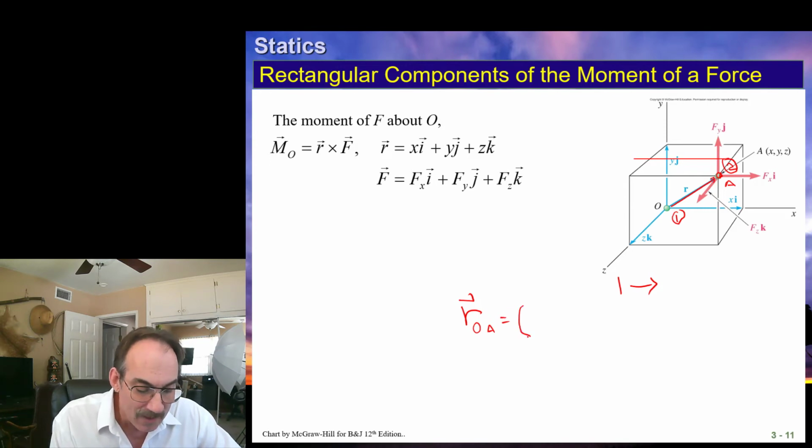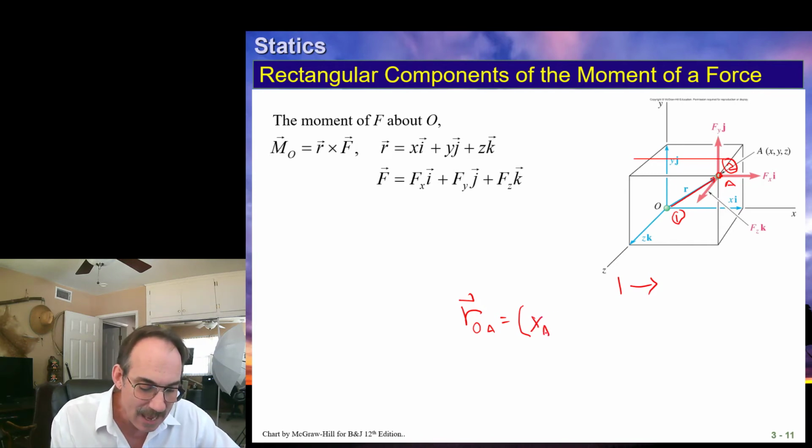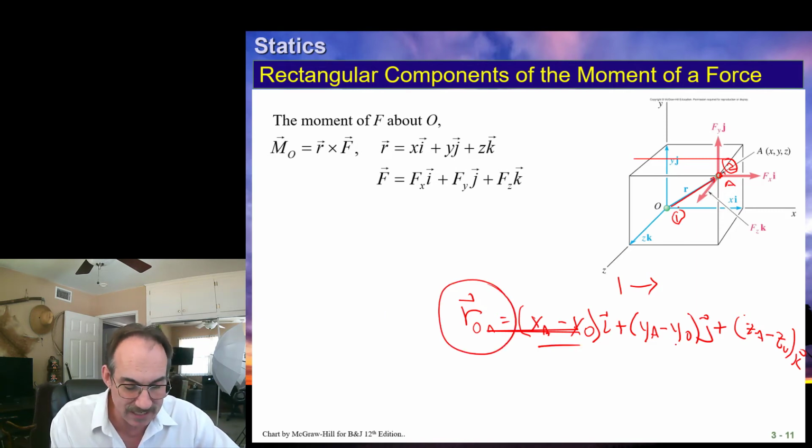How do we do that? We take the second point's values and subtract the first point's values. That means XA minus XO, which in this case is probably 0, in the I direction, plus YA minus YO in the J direction, plus ZA minus ZO in the K direction. Notice we did the second node minus the first node for all of these. That is our R vector. These are just scalars in certain directions.